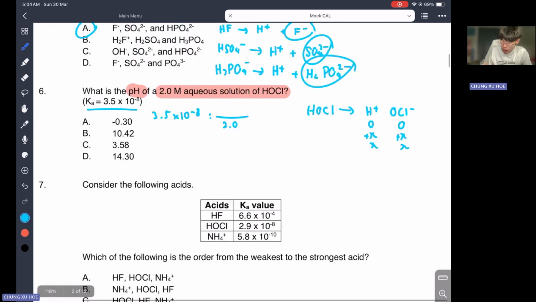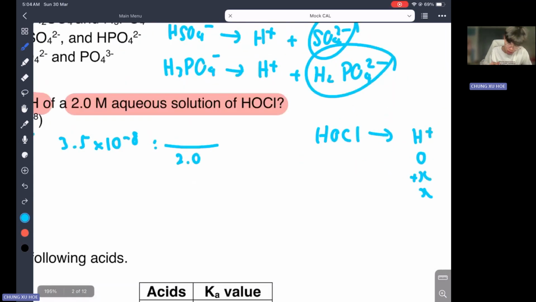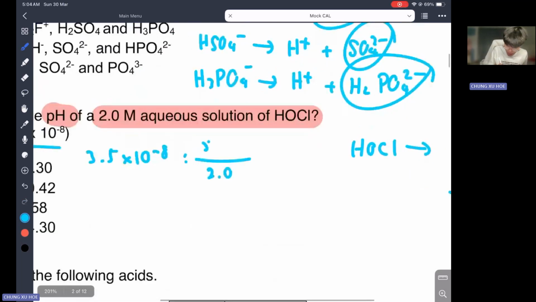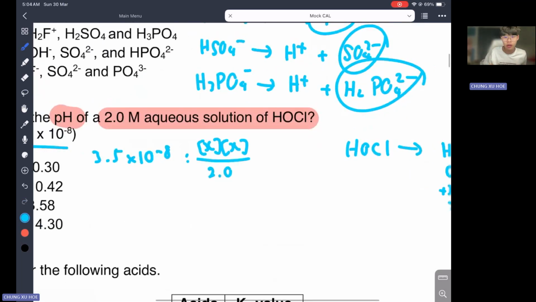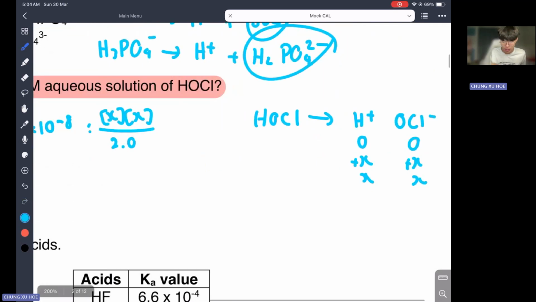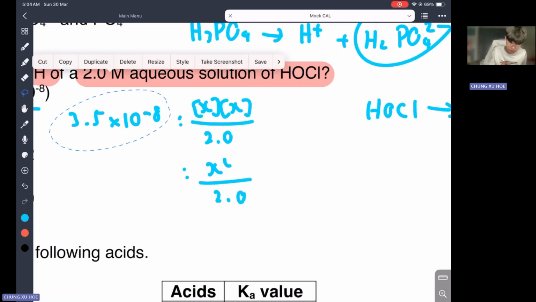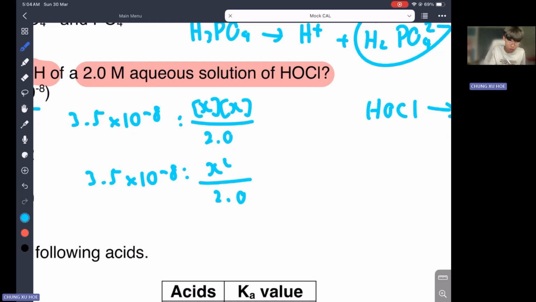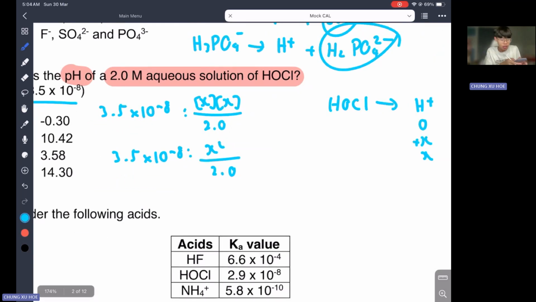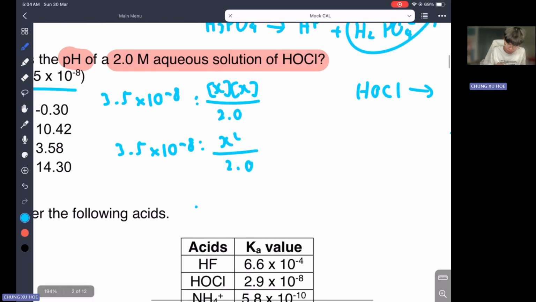Okay, so both of them are the same, so I'm just going to put x. You know what it means, right? Since they are both the same thing, just replace them with x. So what it turns out is x times x, x squared over 2.0. Then just substitute this thing, just put it back, copy and paste. Okay, so can you solve the equation? Yes. So 3.5 times 10 power of negative 8, times 2.0. And then remember to square root your answer. And then you will get your x as 2.65 times 10 power of negative 4.